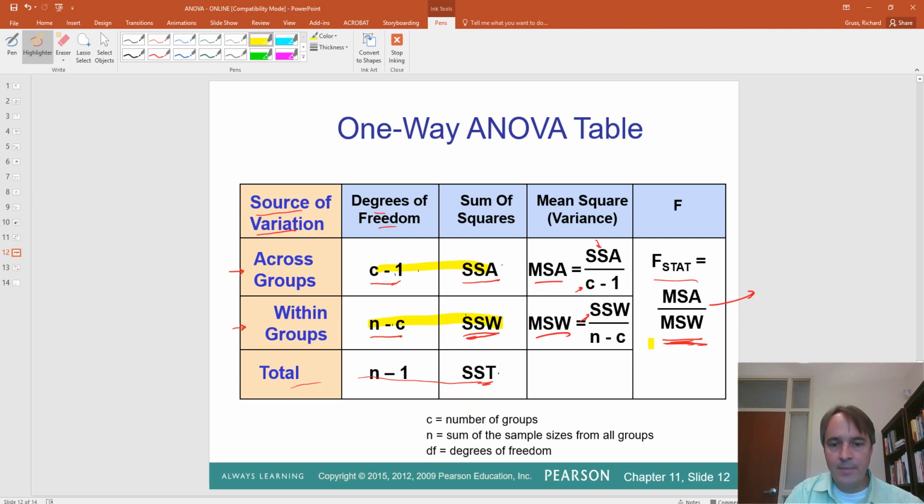All right, so I hope that helps. That's all about the Anova, and we're going to get into another hypothesis test next time about the chi-square statistic.